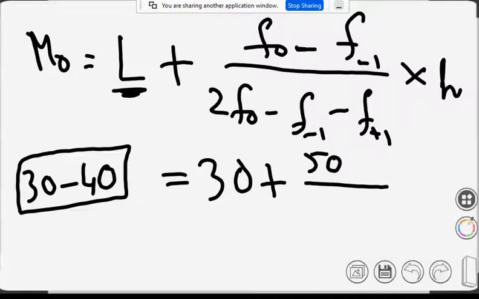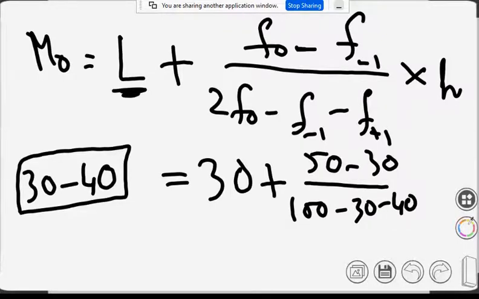F0 is the frequency of the modal class. F minus 1 is the frequency of the previous class. What is that? 30. So 2F0 is 100 minus 30 minus 40?